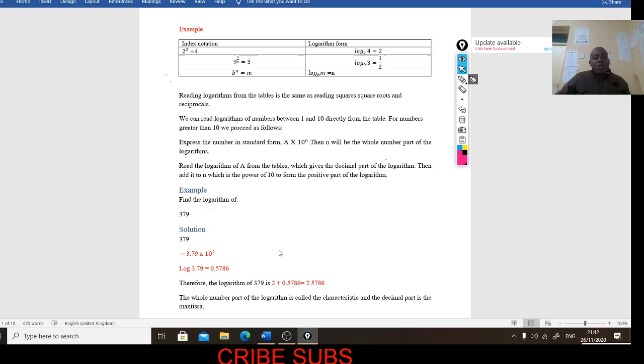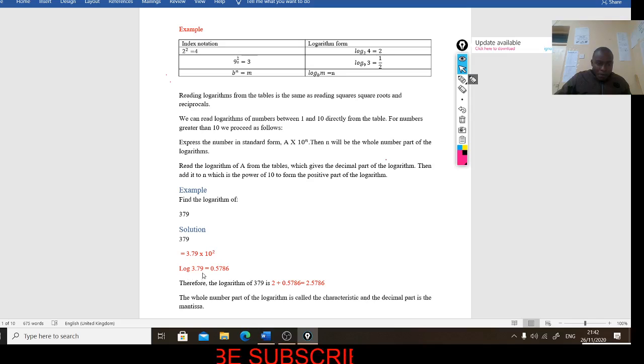Now our logarithm will always start with 2. But remember, logarithms from the table are in base 10, not 2. Logarithm of numbers from the table are in base 10. So whatever you read from the table is in base 10. So that means when we talk about this one, we will find the log of this, then times the 10 squared. The log of this will be in base 10, then times 10 power of 2.